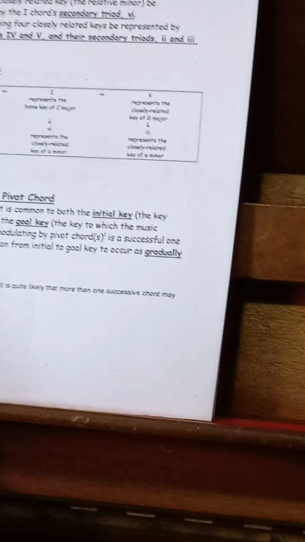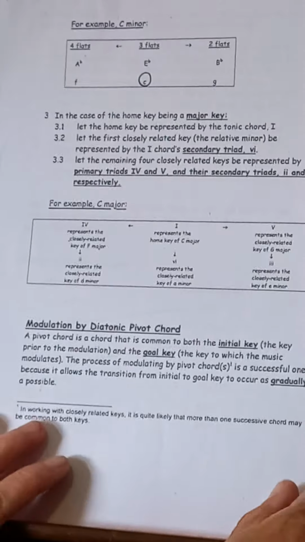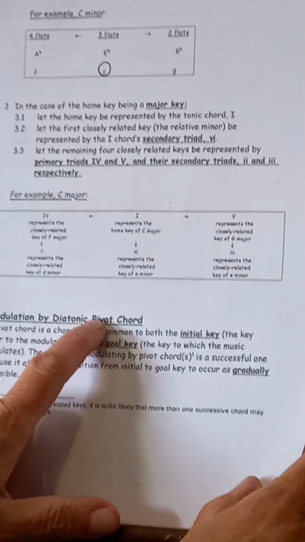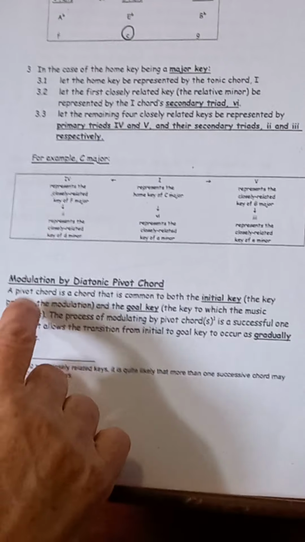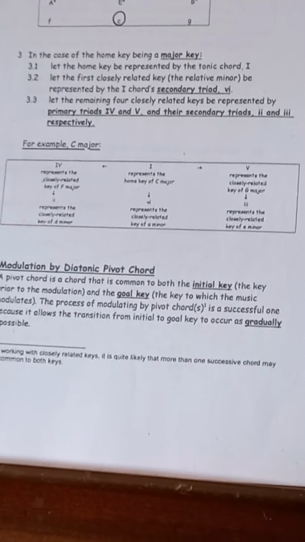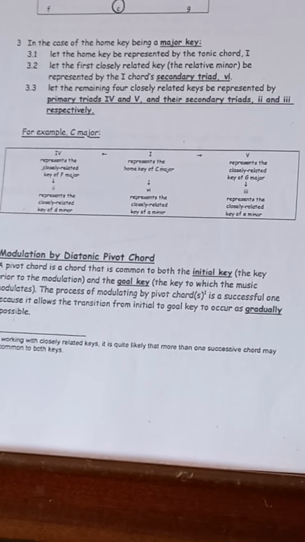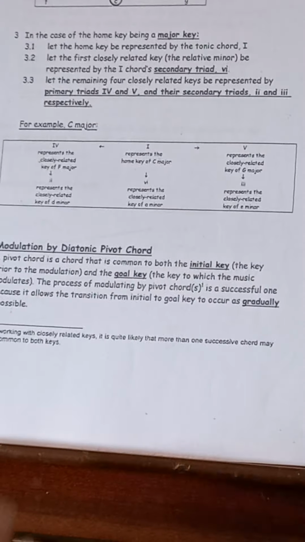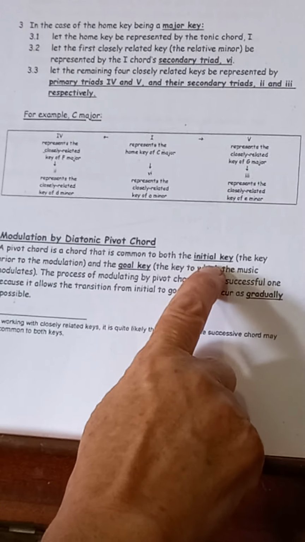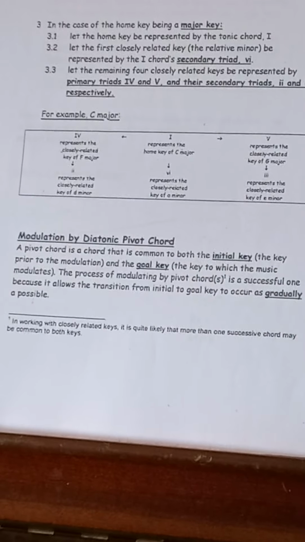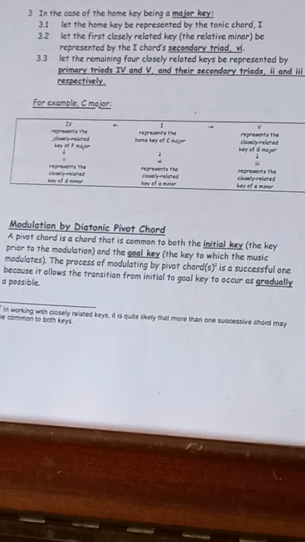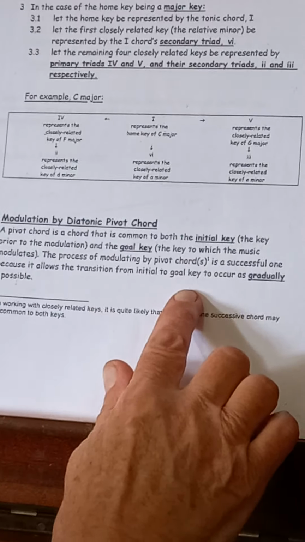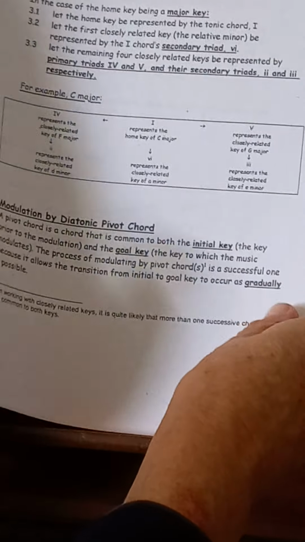So what do you do with that? You go to modulation by diatonic pivot chord, bottom of page 3. A pivot chord, this is the technique of modulation that we're using now, means that it is a chord that is common to both the initial key, the key before the modulation, and it is also a diatonic chord in the goal key, the key to which you are going. So there's an initial key and there is a goal key.